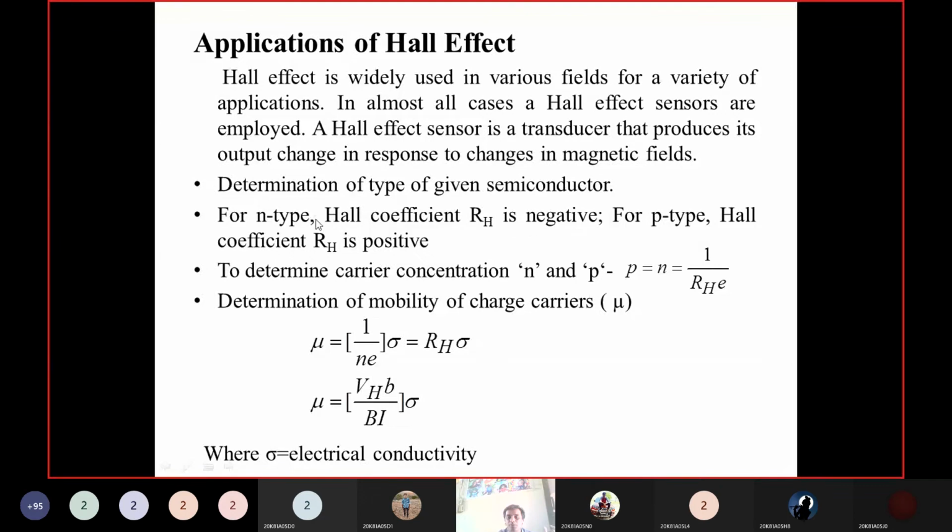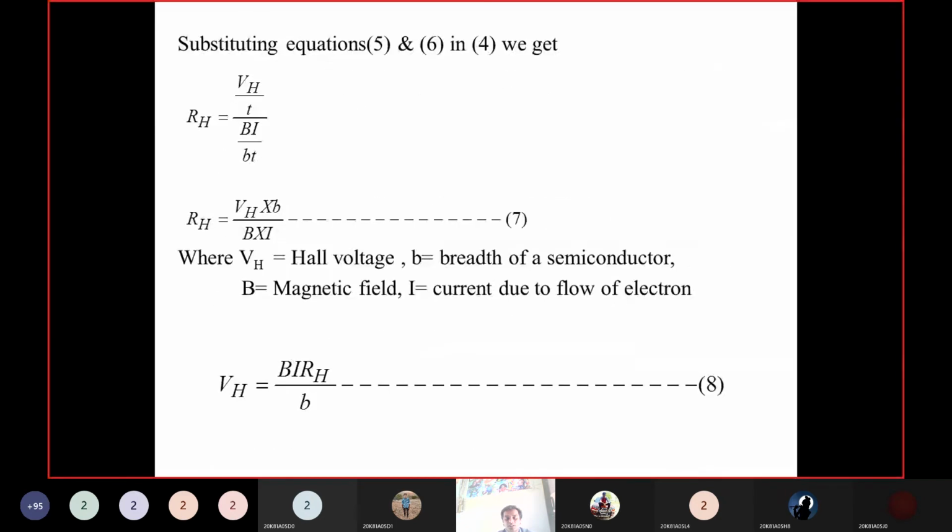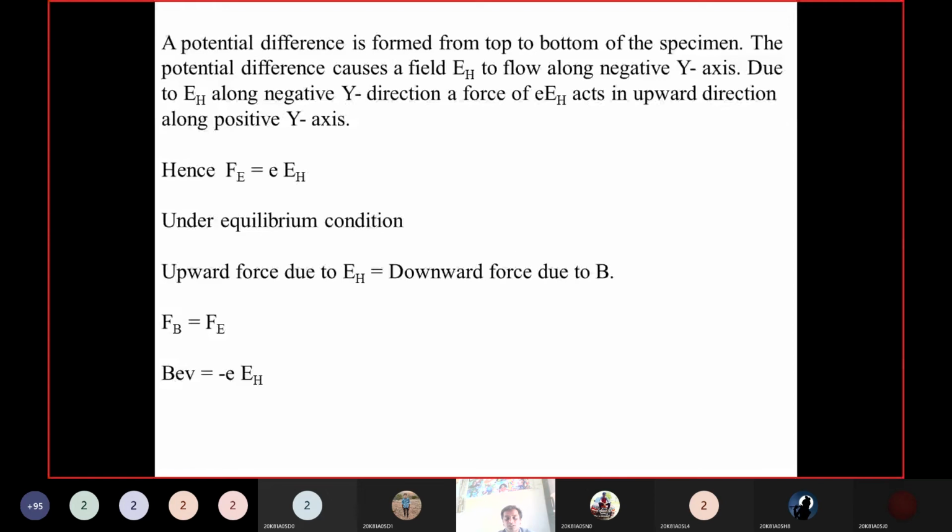And the determination of carrier concentration. By using this equation, we can determine how many charge carriers are present, whether holes or electrons. So we can calculate the number of charge carriers. Next one is the determination of the mobility of charge carriers. These are the applications of Hall effect. Okay, so this is about the Hall effect.